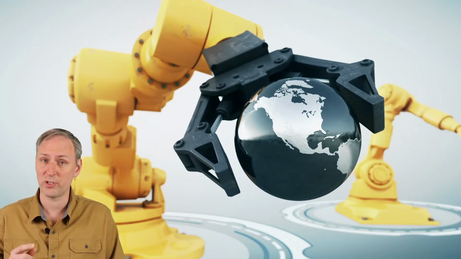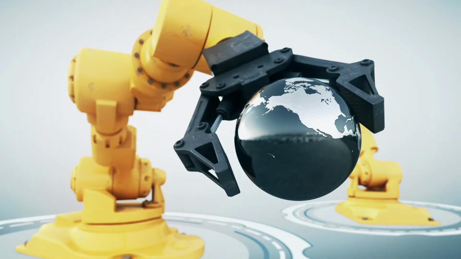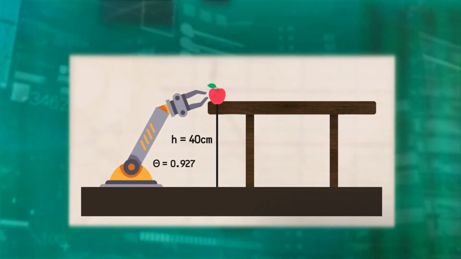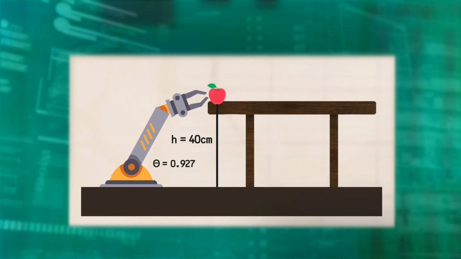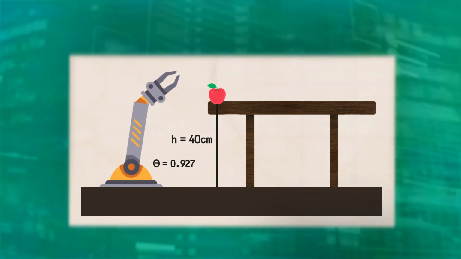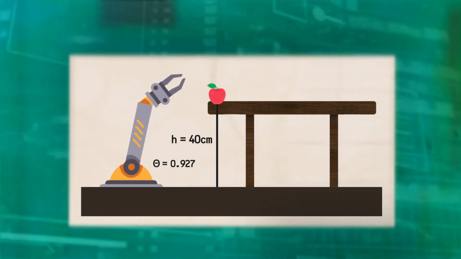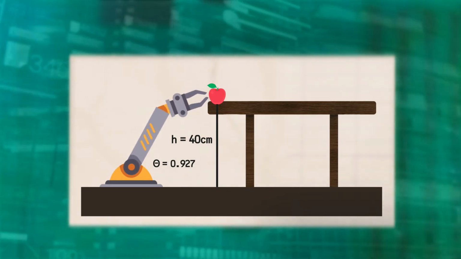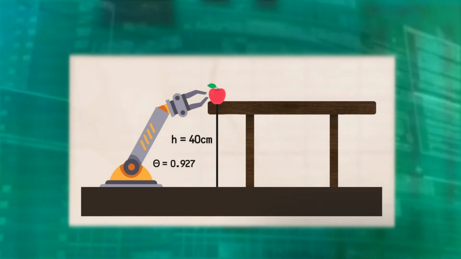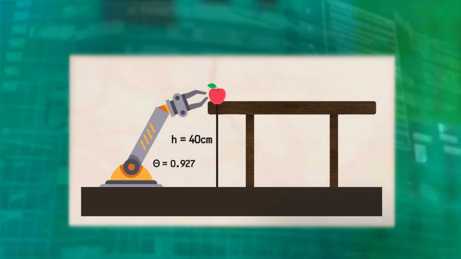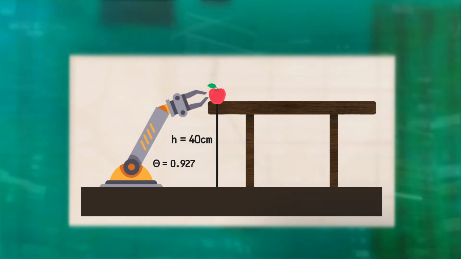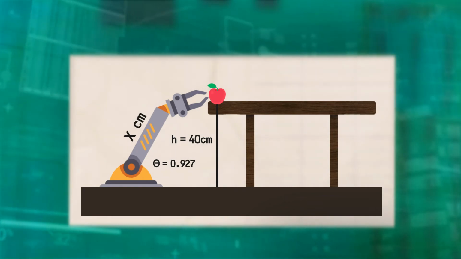Now let's take a look at a simple robot arm. The arm has one joint and a fixed length arm with the end effector, or hand, at the tip. Since it only has one joint, the arm can place the end effector anywhere on a circle. If we know the object is 40 centimeters high, and we know that the arm is at an angle of 0.927 radians, which is about 53 degrees, how long does the arm have to be in order to reach the table?